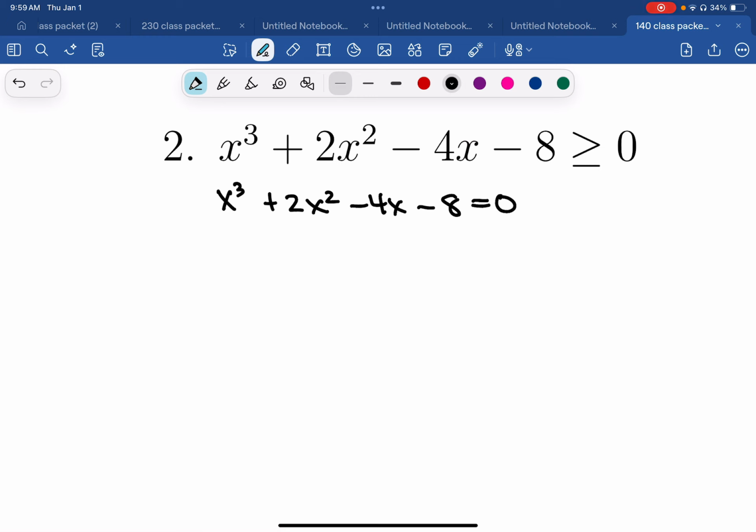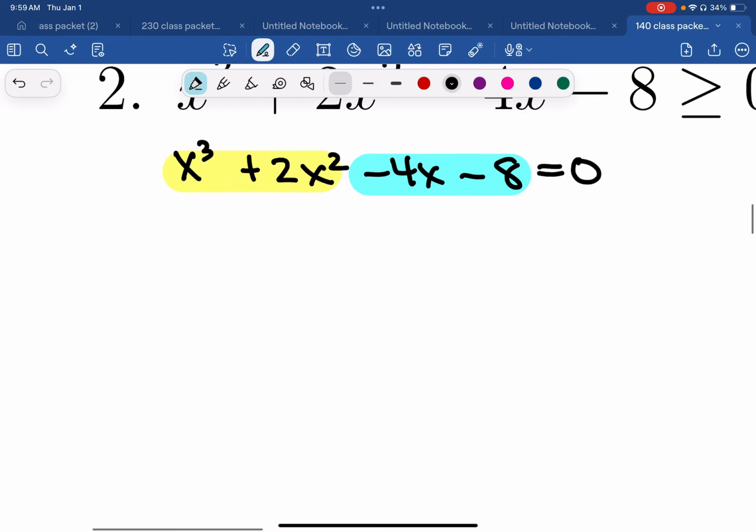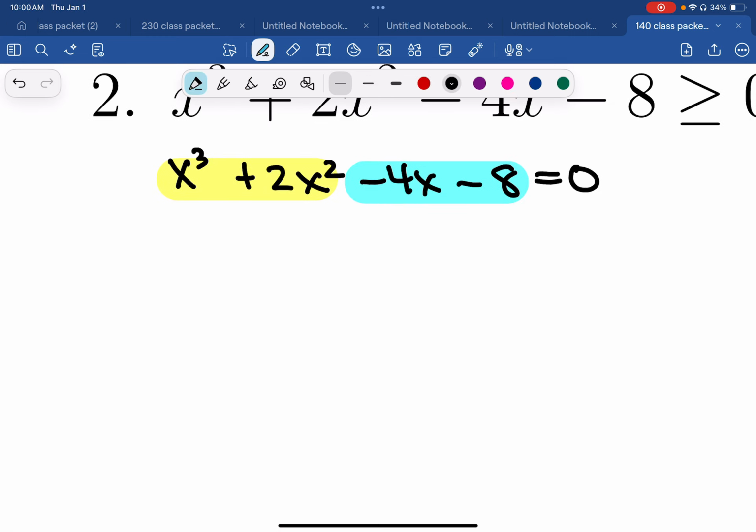One is if there's two terms, we're going to look at a sum or difference of two cubes. And in this case, because we have four terms, we're looking to factor by grouping. So that means I'm going to look at the first two terms together and then the second two terms together, and factor out what they have in common. If I look at the two terms in yellow, they both have a common x squared, and I'm going to pull that out. And that's going to leave me with an x plus 2.